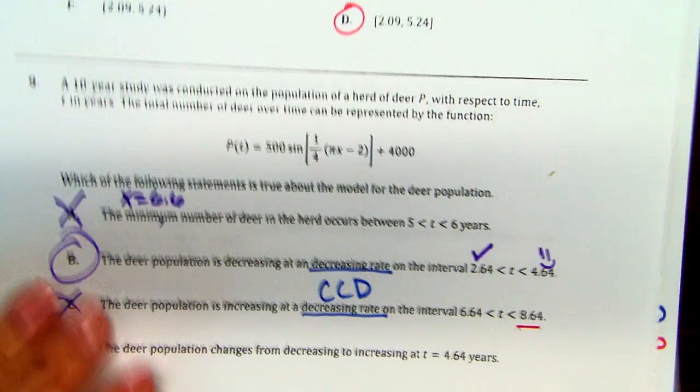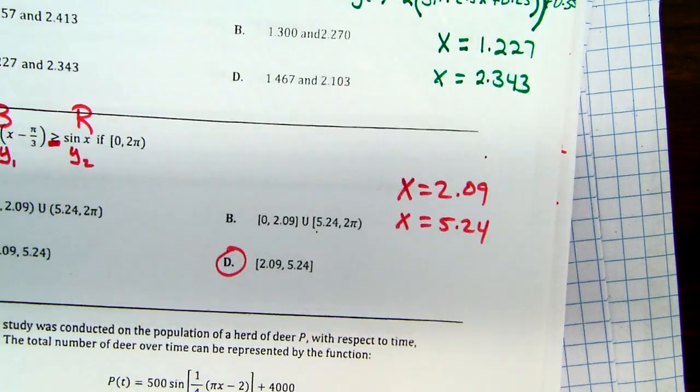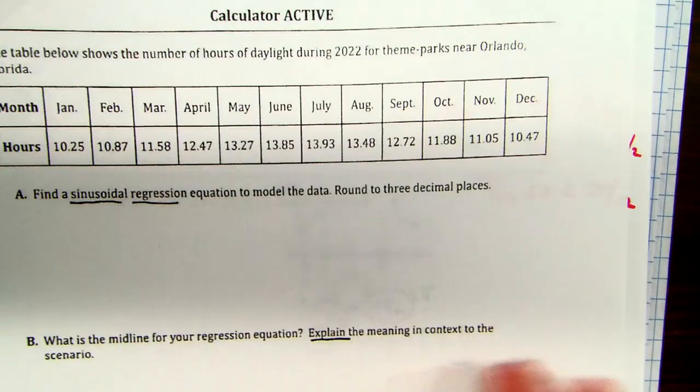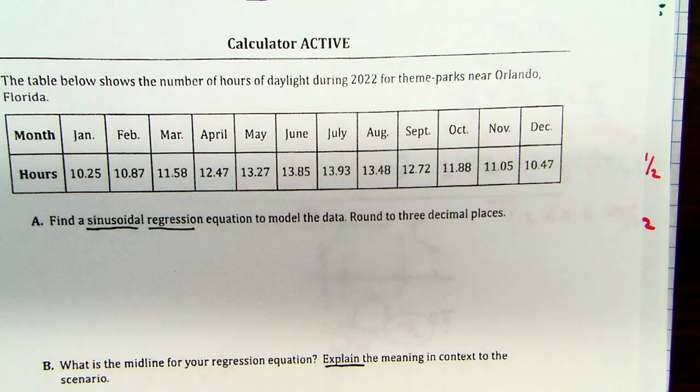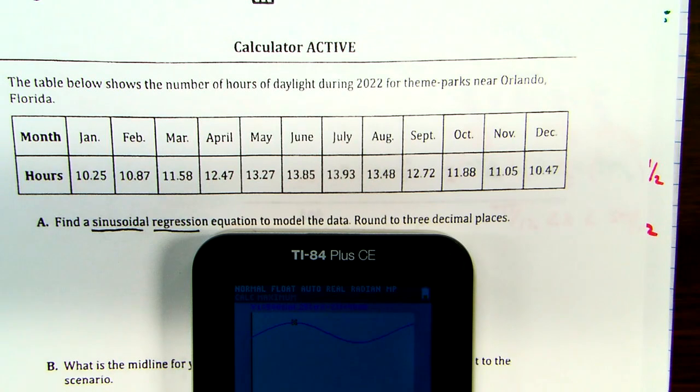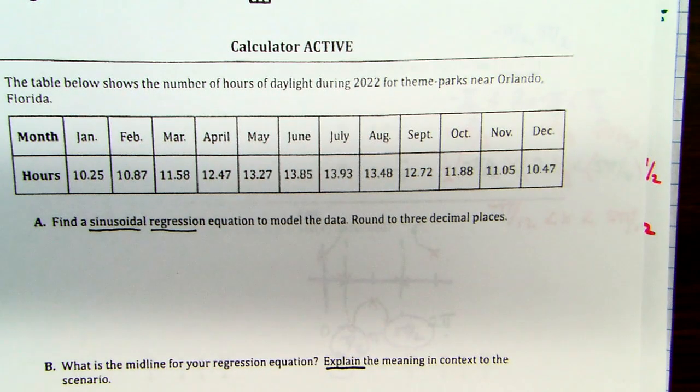All right. It's a lot. Last question, the FRQ, which is not bad at all. The hardest part is typing a bunch of numbers in your calculator. Okay? So the question here we have is, the table below shows the number of hours of daylight during 2022 for theme parks near Orlando, Florida.